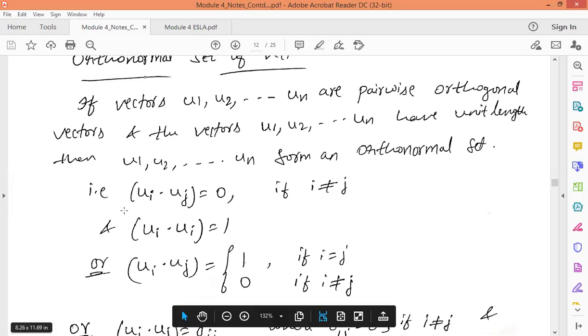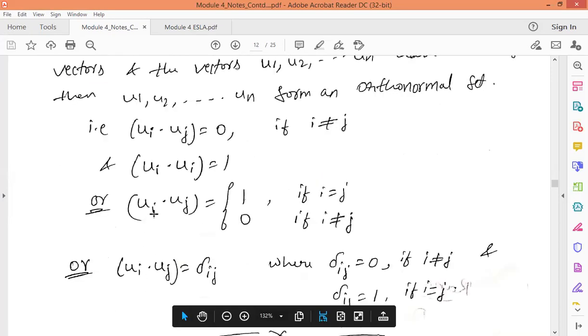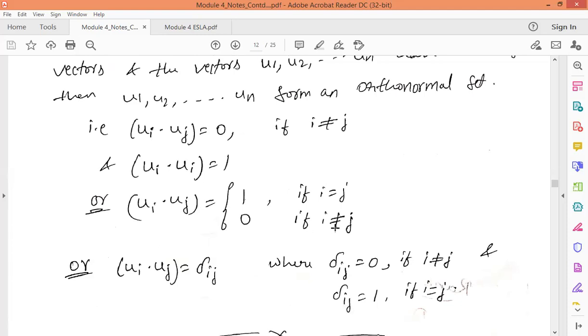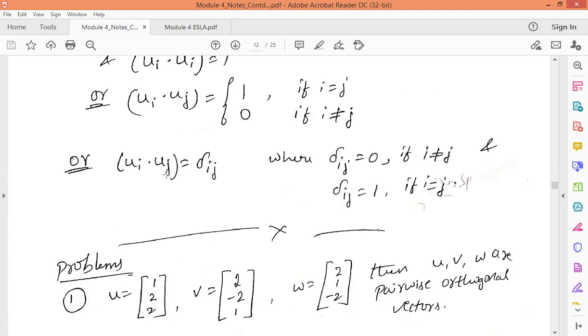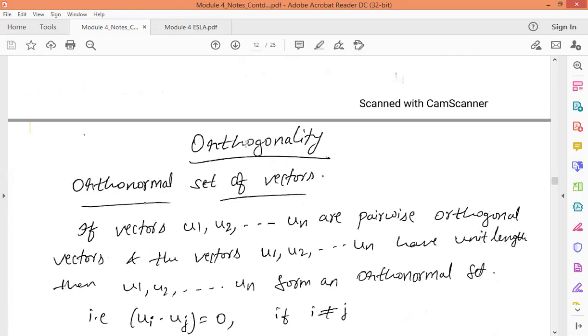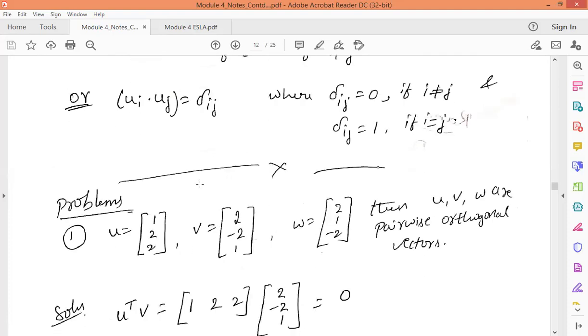In general we can write that ui dot uj takes the value 1 if i is equal to j, and the value 0 if i is not equal to j. In terms of delta, you can write this as ui dot uj is equal to delta ij, where delta ij is equal to 0 if i is not equal to j, and takes the value 1 if i is equal to j. This is with respect to the orthonormal set of vectors. On this we'll take problems.